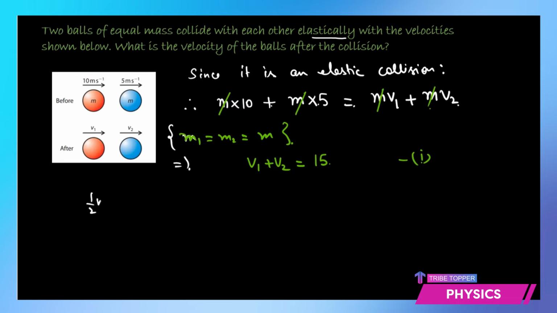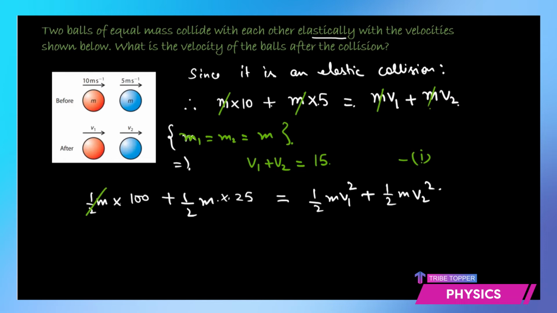So half m times u1 squared, that is 10 squared, 100, plus half m times u2 squared, which is 25 because its velocity is 5, is equal to half m v1 squared plus half m v2 squared. Again, half m is common throughout, so we simply cancel it out, and we have the equation v1 squared plus v2 squared is equal to 125. On solving these two equations, you would find that v1 becomes 5 meters per second and v2 becomes 10 meters per second.